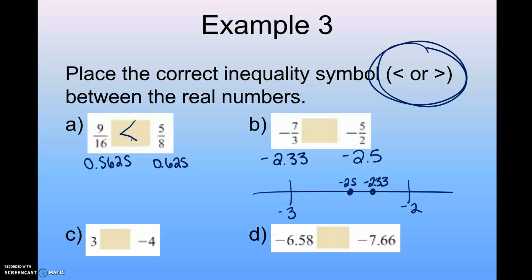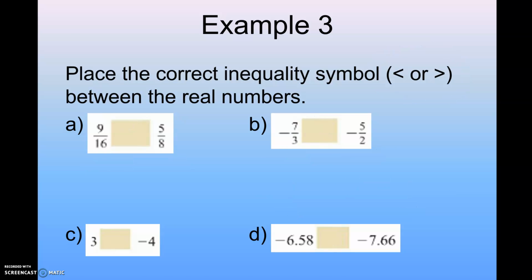0.625 is bigger. In B, if you look at a number line, negative 2.5 is halfway between negative 2 and negative 3. Negative 2.33 is only like a third of the way between. So negative 2.33 is bigger. 3 is bigger than negative 4. And which one's bigger in D? Negative 6.58. Okay, so far is this like totally easy peasy?